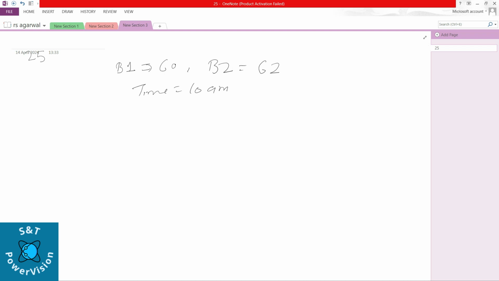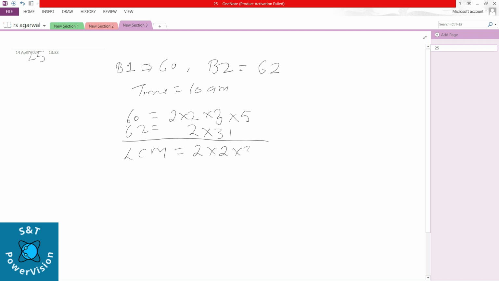So for that we'll take the LCM of both the numbers, 60 and 62. So we'll go for the LCM. 60 is equal to 2 into 2 into 3 into 5, 62 is equal to 2 into 31. So LCM is equal to 2 into 2 into 3 into 5 into 31. Answer is 1860 seconds here.